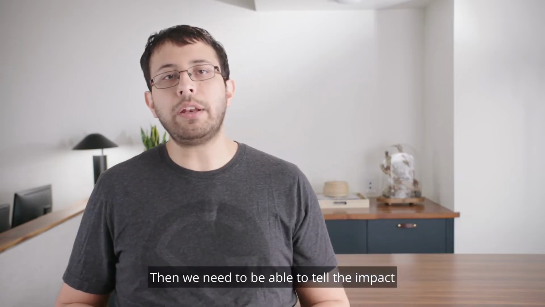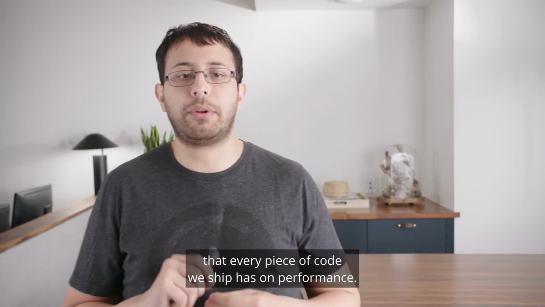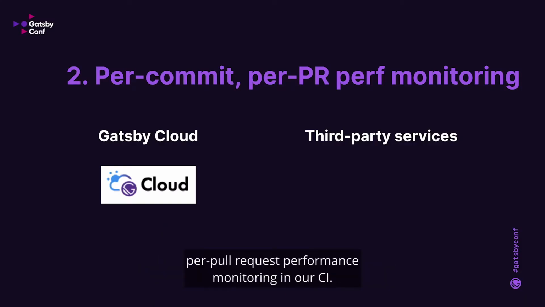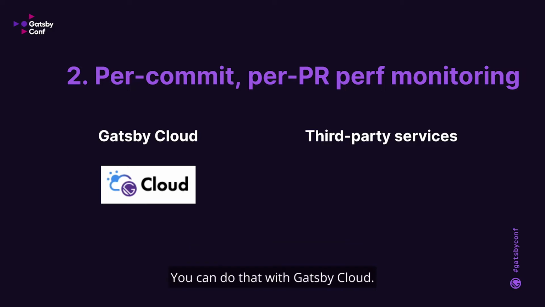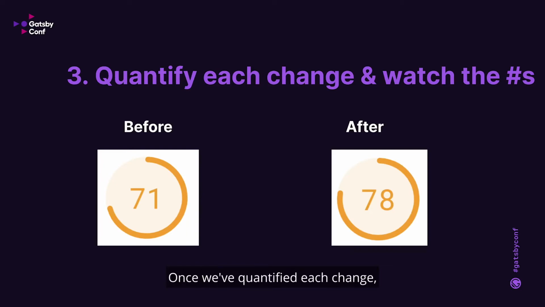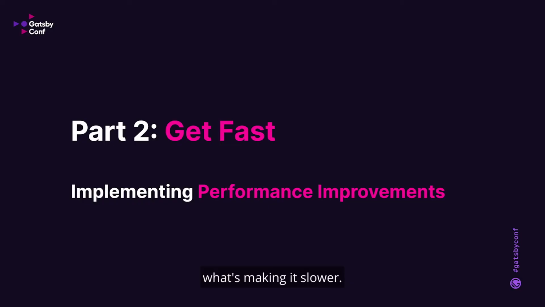Then we need to be able to tell the impact that every piece of code we ship has on performance. We do that by implementing per commit, per pull request, performance monitoring in our CI. You can do that with Gatsby Cloud. You can also do that with a number of other great third-party services. Once we've quantified each change, we just need to watch the numbers and notice what's making our site faster, what's making it slower.